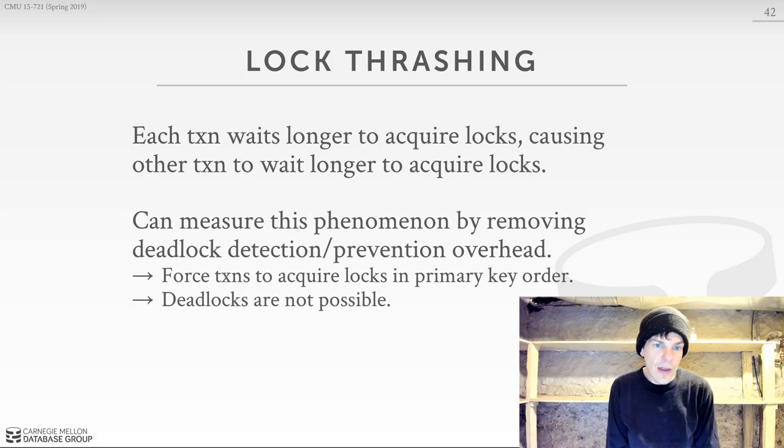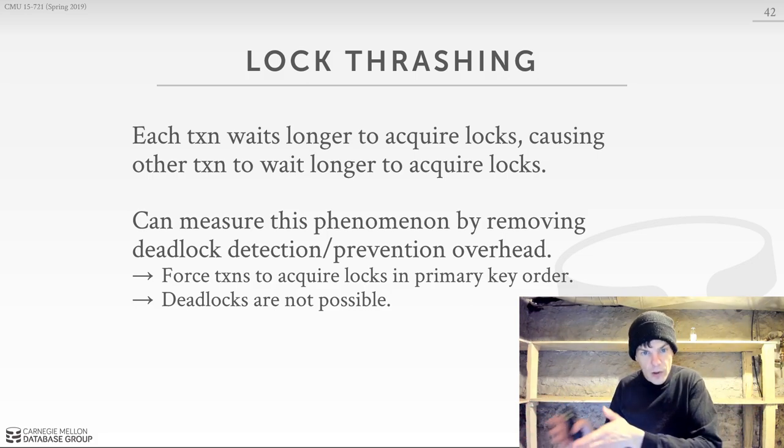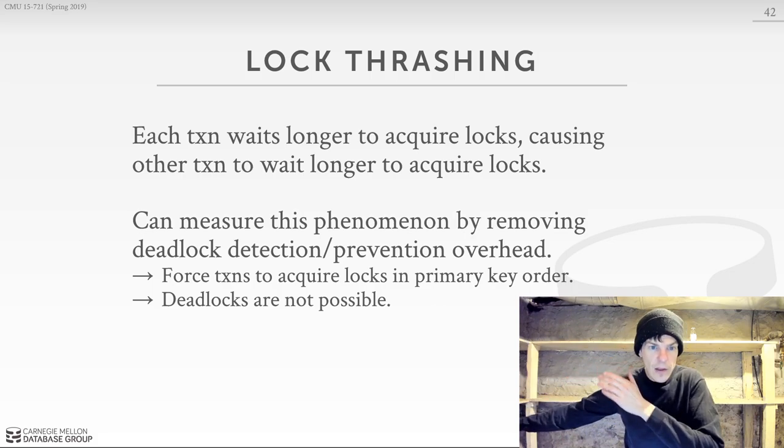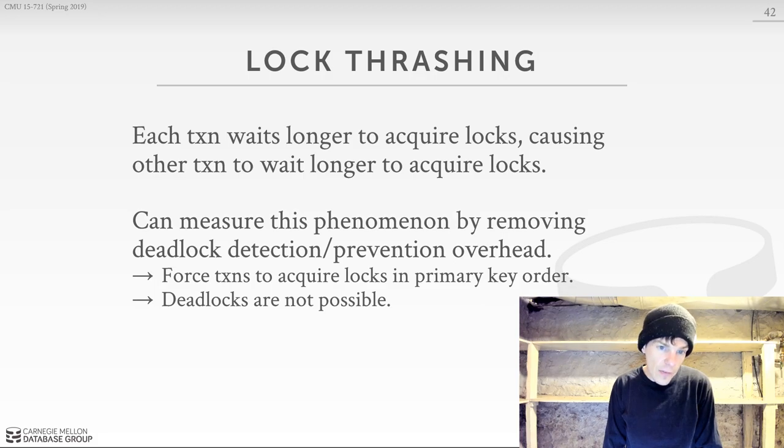With lock thrashing, the idea is that as a transaction has to wait longer to acquire locks because there's contention, then if I have to wait longer to acquire my locks, and you're waiting for me to release my locks, you're going to end up waiting longer too. So there's this convoy effect where one transaction waits longer, that causes another transaction to wait longer, and so forth, and it ripples down the line. At some point, there's a tipping point where we end up doing worse than we would have executing with a lower number of cores than with a higher number of cores.